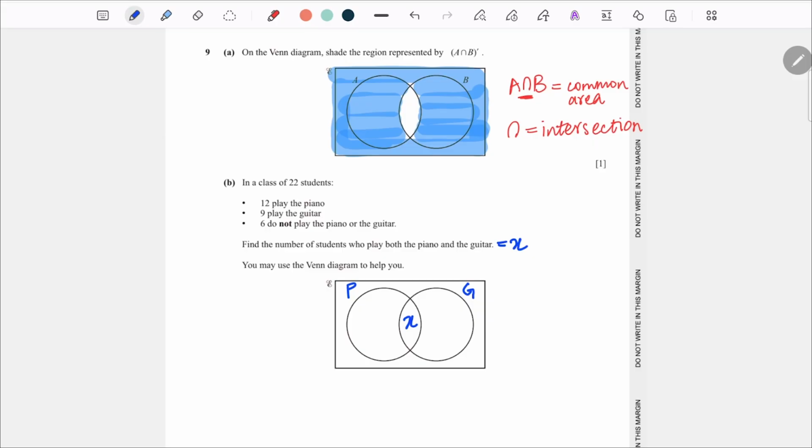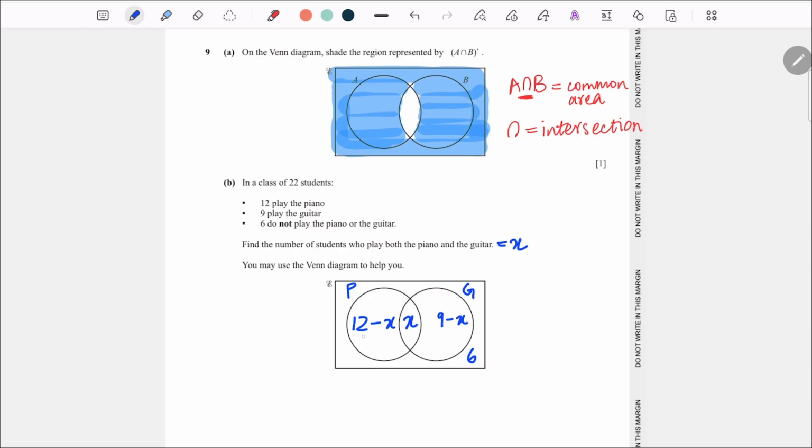Now, according to the data given in the question, 12 play the piano. So I'll put 12 minus X, and 9 play the guitar. So 9 minus X. And 6 do not play the piano or the guitar. So 6 will be the number outside.